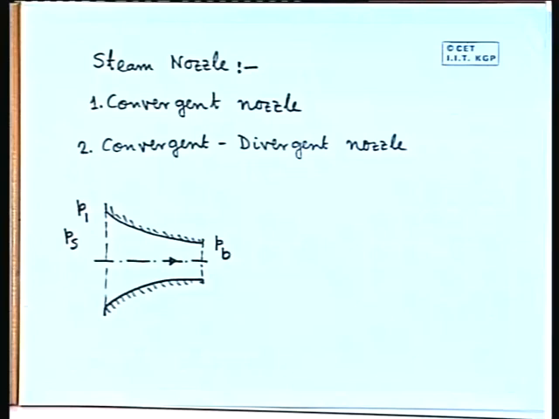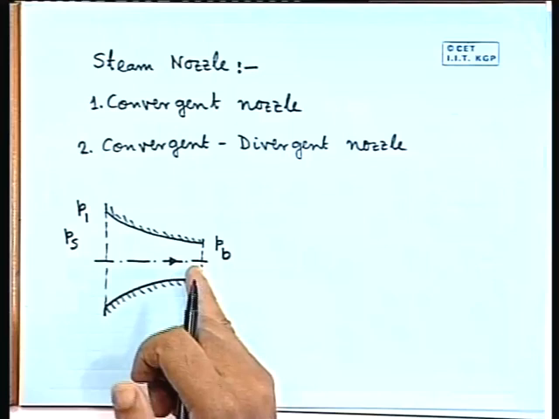Now, the characteristics of the expansion phenomenon through a nozzle are different for compressible fluid and incompressible fluid. Let us say we have some incompressible fluid or a liquid. If it passes through a nozzle, we will see its velocity will increase and pressure will fall. If we go on decreasing the back pressure, the velocity will go on increasing continuously.